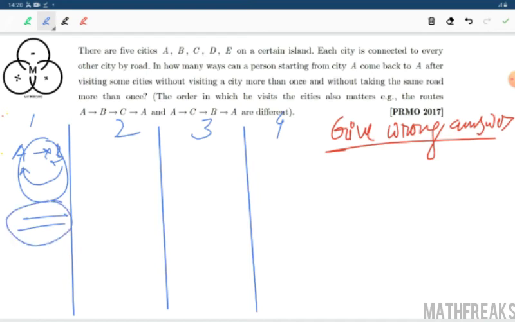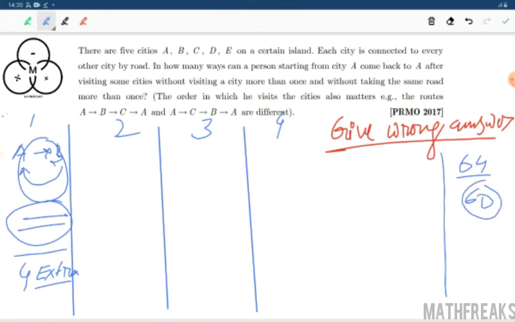And here, most of us will be considering four cases, which will be extra. So most of the people will give the answer 4 more than the original answer. Most of you will give the answer 64, whereas the original answer is 60. That is where the mistake is, because going from A to B and then coming from B to A, you are using the same road.